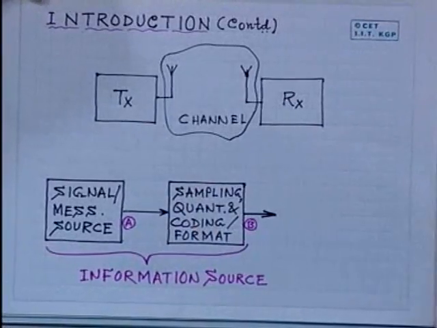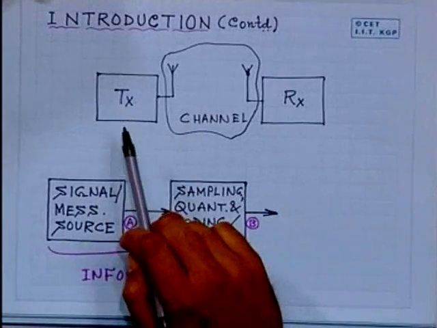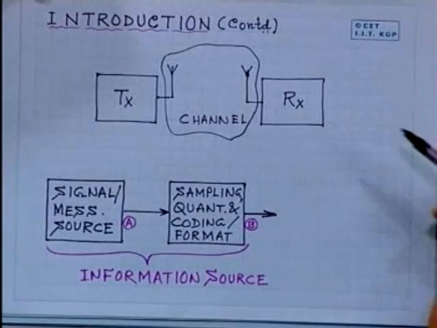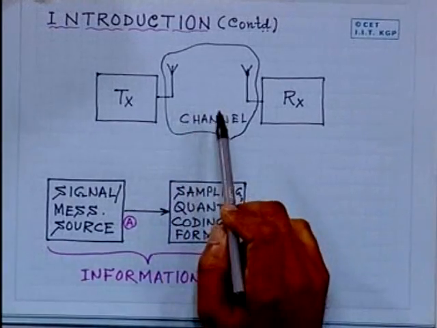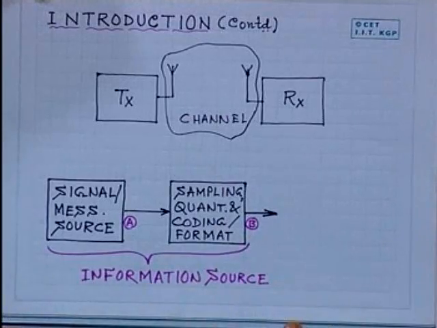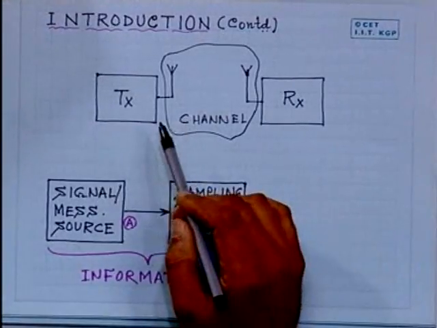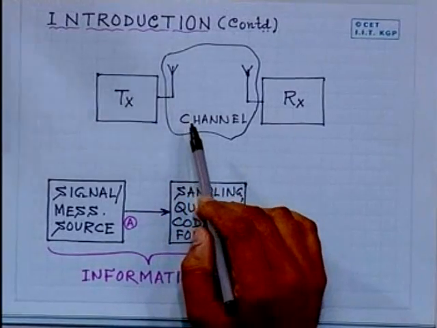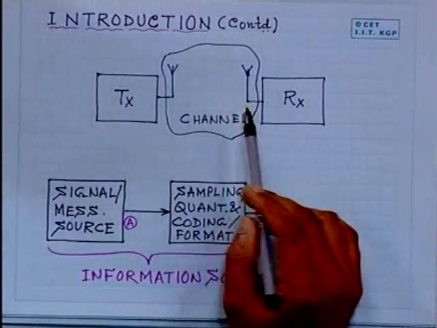wherein we have a transmitter unit and a receiver unit separated by a communication channel. Is that readable? Okay, fine. As an example only, we are considering a wireless communication channel, wherein I have indicated two antennas, but it need not be like that really.